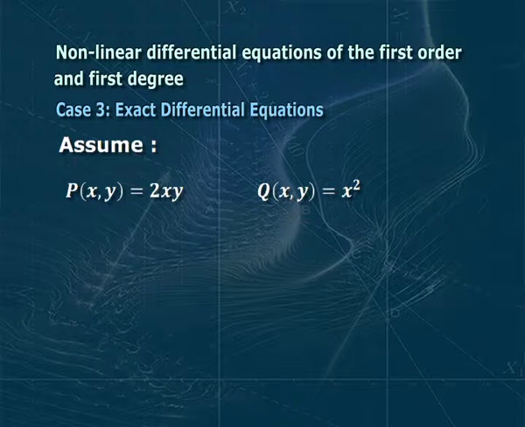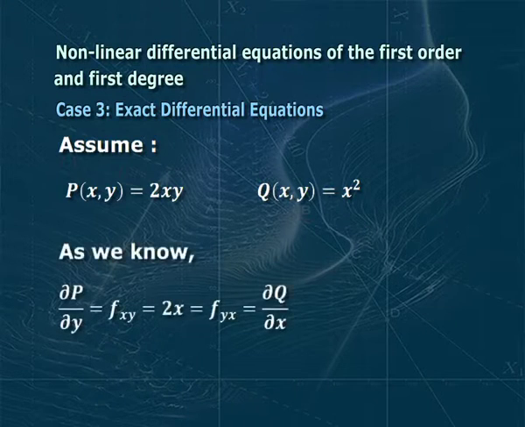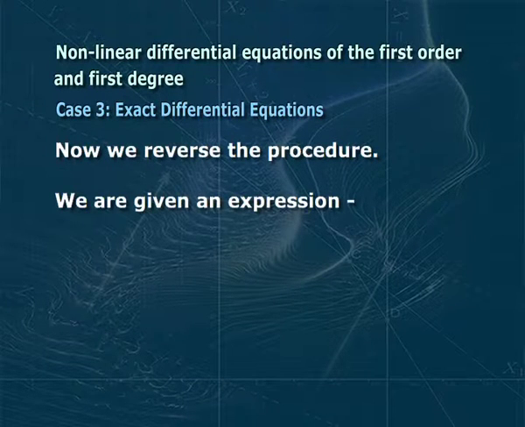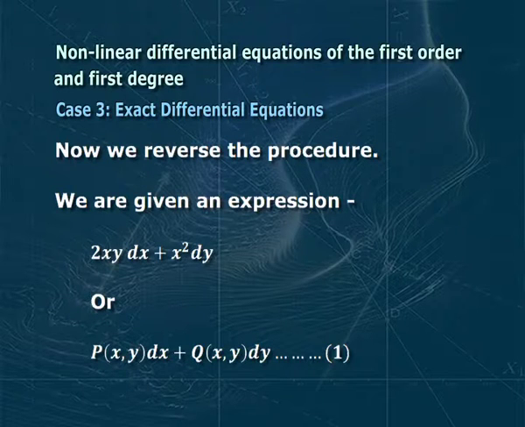Assume P(x, y) is equal to 2xy, and Q(x, y) is equal to x square. As we know, delta P by delta y is equal to f_xy is equal to 2x, which is further equal to f_yx equal to delta Q by delta x. Now we reverse the procedure. We are given an expression 2xy dx plus x square dy, or P(x, y) dx plus Q(x, y) dy as our equation number 1.